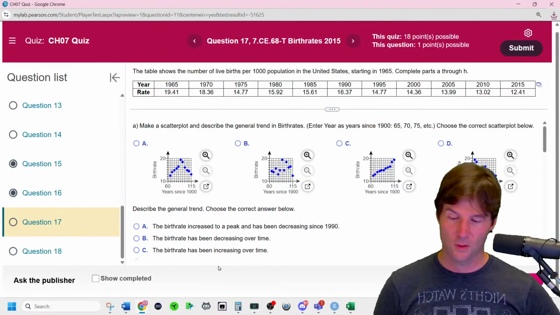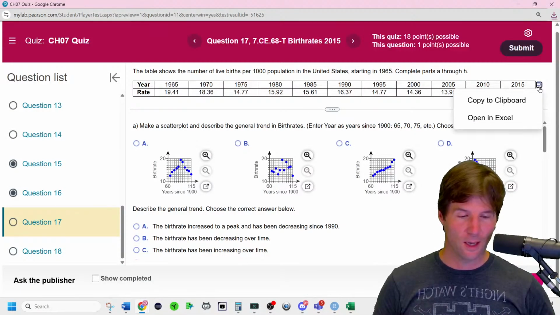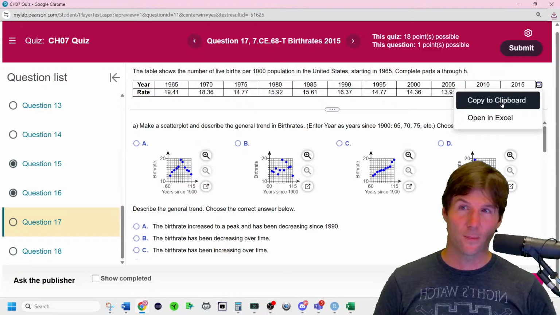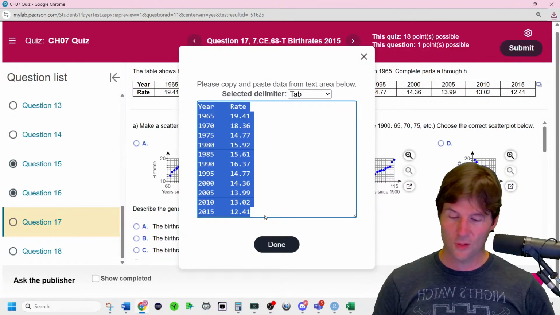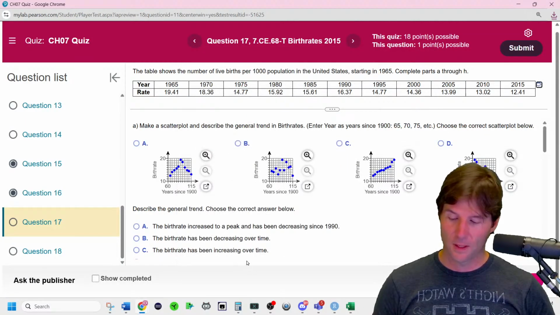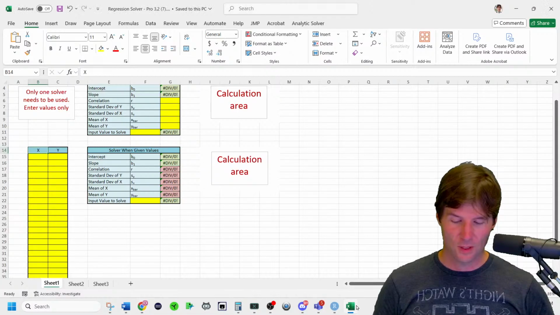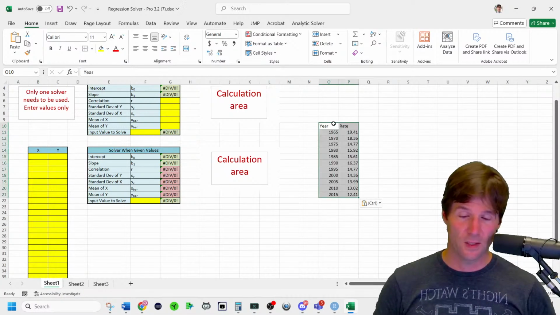I do want to point out again that this is found under the modules. You're going to take your data right here and copy it. Copy to clipboard right here. With copy to clipboard, hit Control-C or Command-C to copy the data. Now you're going to go back into Excel, and in Excel, just paste the data.